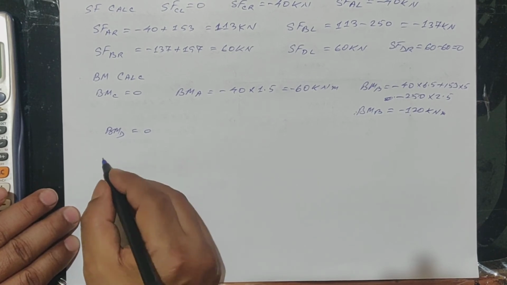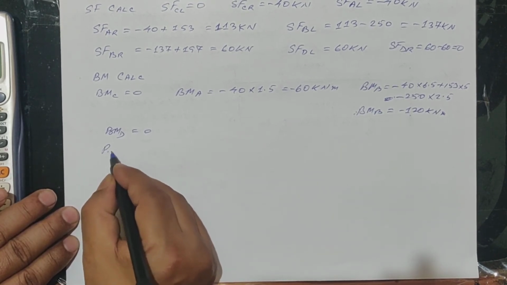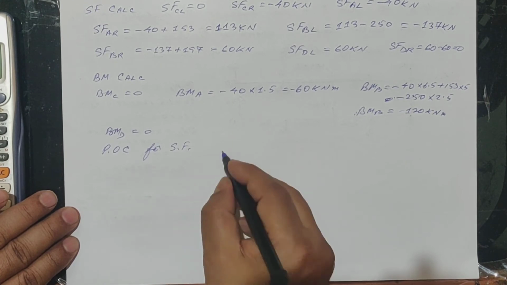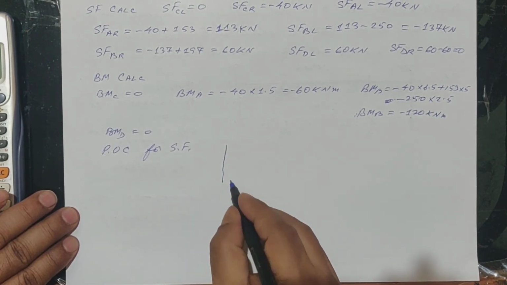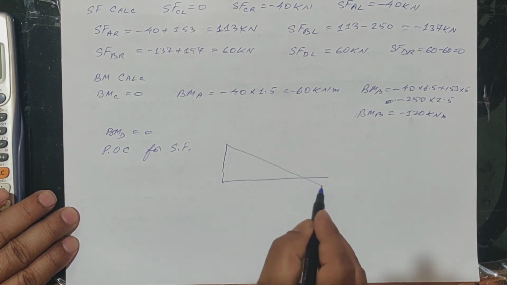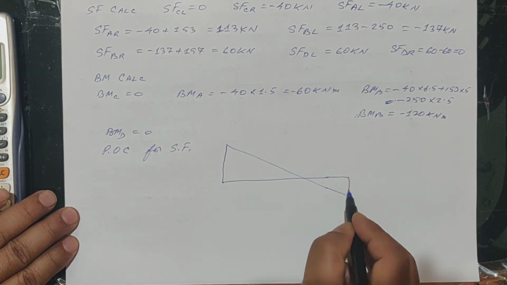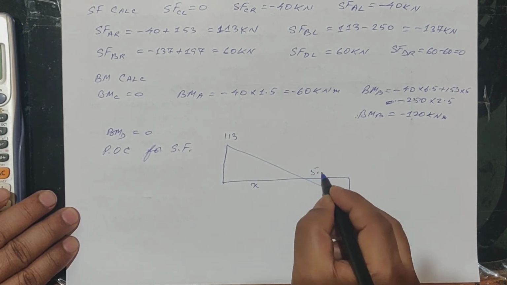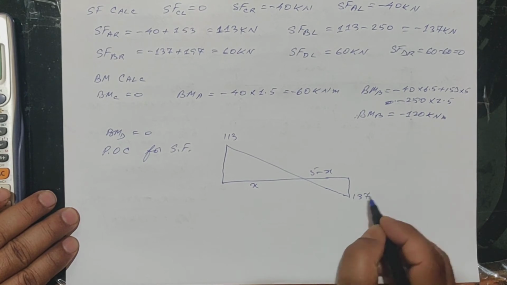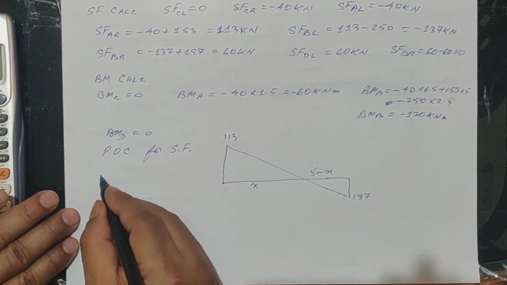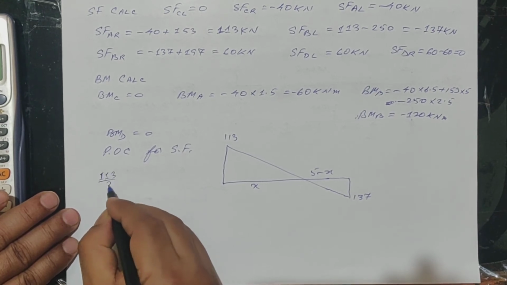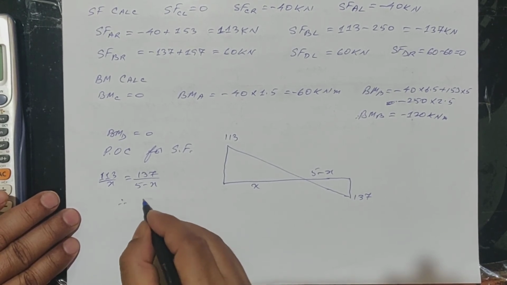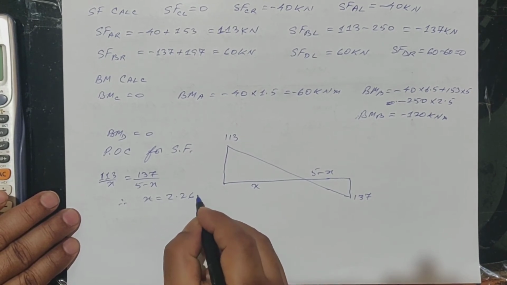Now we will calculate the point of contraflexion for SF. We'll take up the method that we had taken up in the last class. Here we have 113. Suppose this is x, this is 5 minus x, and this is 137. So by similarity of triangles, we have 113 by x is equal to 137 by 5 minus x. So if we calculate x from here, x is equal to 2.26 meters.